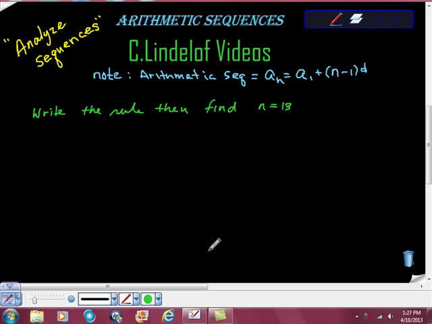As promised, a video on analyzing arithmetic sequences. Just a quick note, a place to start: there are two sequences that you're going to see most often, and those are arithmetic sequences and geometric sequences. Here I'm talking about arithmetic sequences, and they normally take this form.